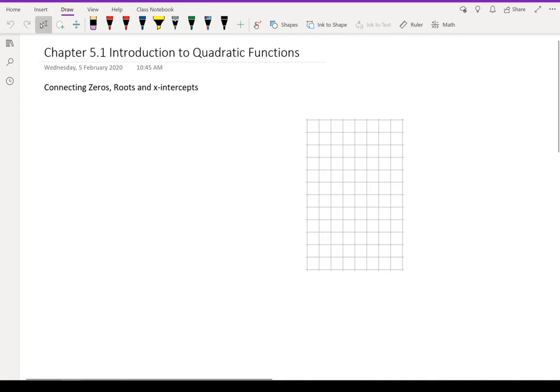We'll be starting a new chapter after the factoring chapter on Introduction to Quadratic Functions. In this lesson, I'll talk about what quadratic functions are, and I'll also talk about our topic, which is connecting zeros, roots, and x-intercepts. Now, before I talk about the zeros, roots, and intercepts, I want to first talk about what is a quadratic function.